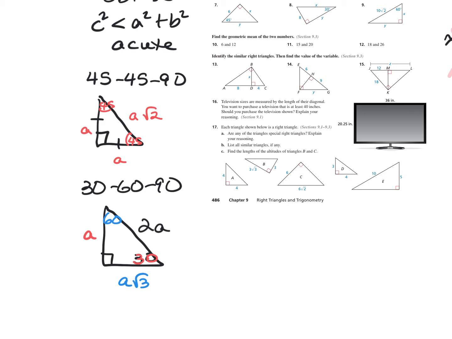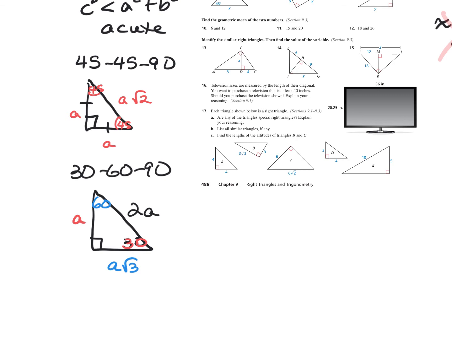Then the next set of questions here, numbers 10, 11, and 12, finding a geometric mean. All you're doing is finding the product of the 2 numbers and then square root that product. You're going to be leaving it in simplest radical form.